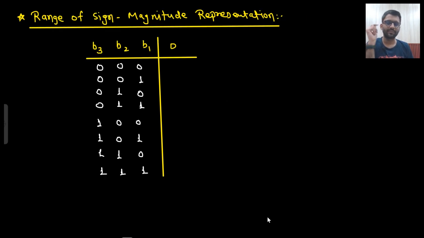This we already know. Now in sign magnitude representation, this bit represents the sign. So this is plus 0, this is plus 1, this is plus 2, because this is the sign bit.